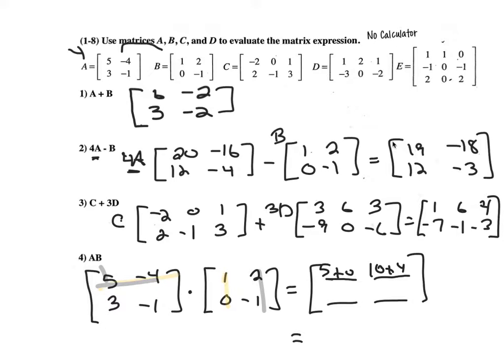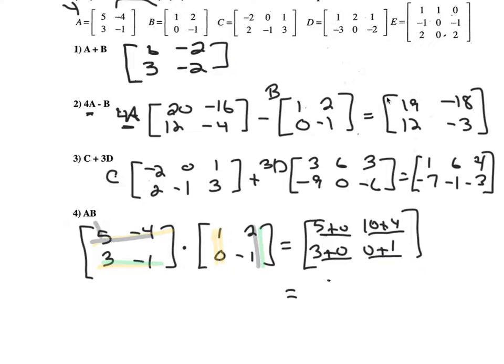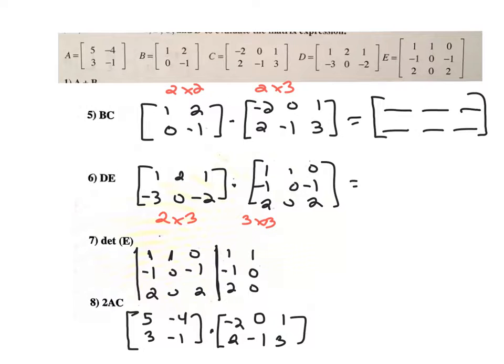And then I'll go to the second row. And I'm going across down. So I get 3 times 1 and negative 1 times 0. And then last of all, I have across down, which is 3 times 0 and negative 1 times negative 1. And all you do to finish up is just add those numbers up, and you get 5, 14, 3, 1. And that's it. All right, keep it rolling.